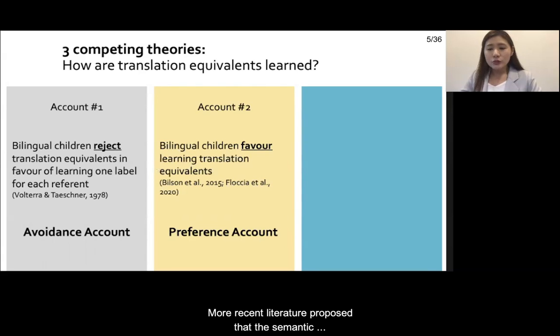More recent literature proposed that the semantic overlap facilitates translation equivalent learning. For example, when an English-French bilingual child encounters the word pomme after having learned apple, part of the word learning task is already accomplished, so it's easier to attach a second label. Therefore, bilingual children favor learning translation equivalents. We call this the preference account.